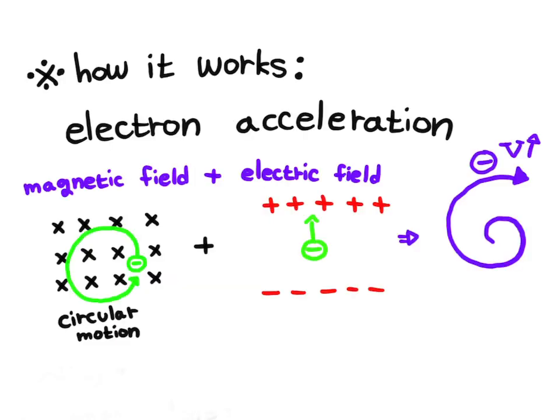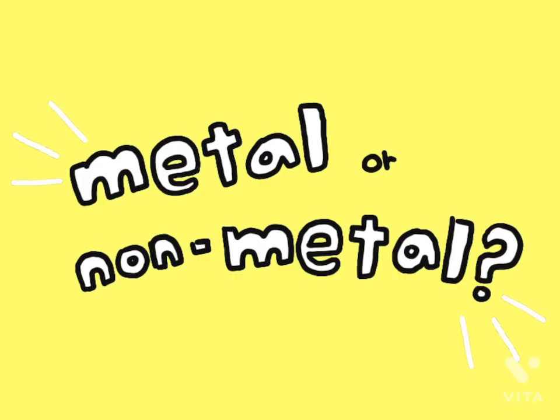You may wonder, how do you accelerate an electron though? Well, it uses magnetic and electric fields to accelerate. By using Lorentz's force to create a circular motion of the electron, and alternating the electric field to speed up the electron, it is possible to accelerate them.